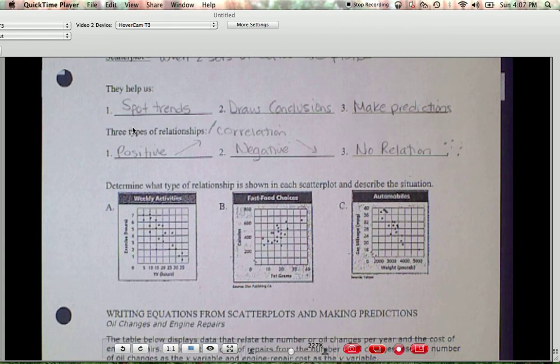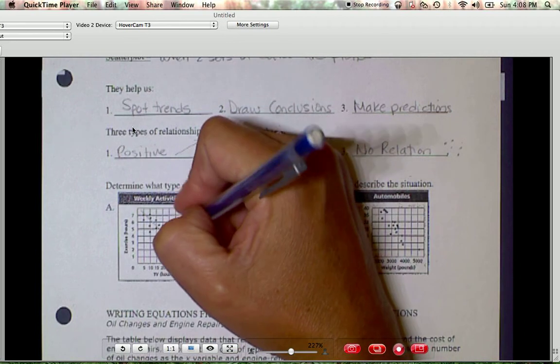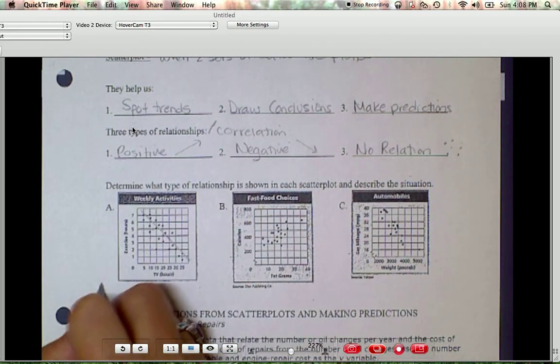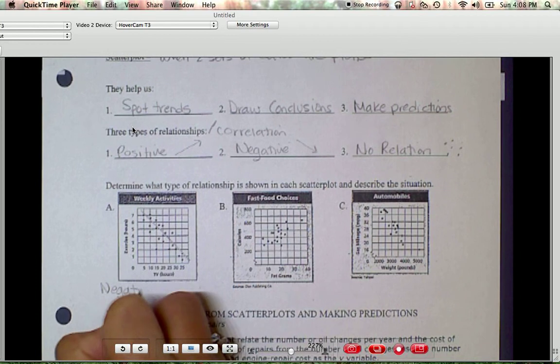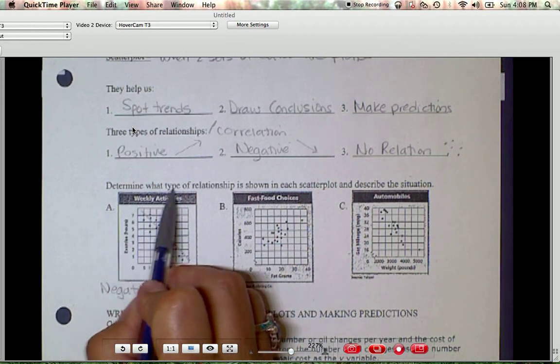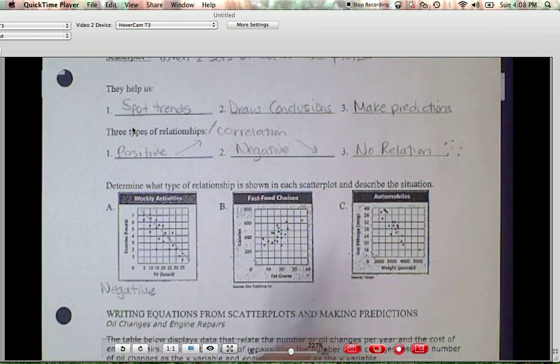Okay, so let's look at these three examples here. It says determine what type of relationship is shown in each scatter plot and describe the situation. So you might imagine a line of best fit, or you can actually draw a line of best fit. Now a line of best fit should be straight, but we can see that for the most part these points are following this downward line. So this is a negative relationship or correlation.